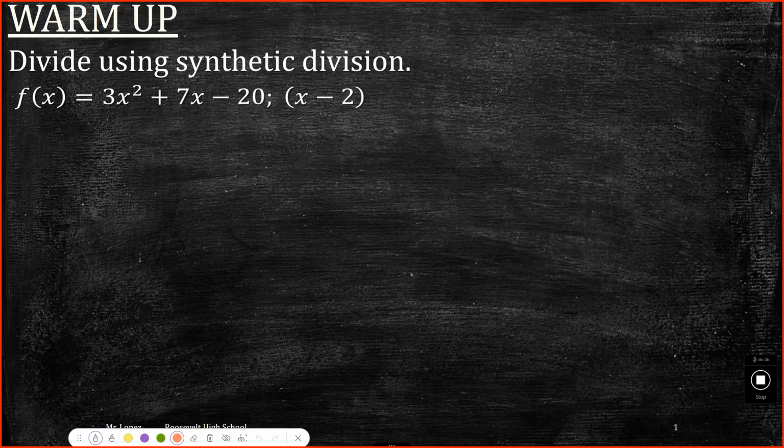Synthetic division. After doing the quiz and reviewing, this should be pretty simple, easy. What goes in the box? Anybody? What goes in the box? It's 2. Then the coefficients: 3, 7, negative 20. How does it go? What's that iteration?